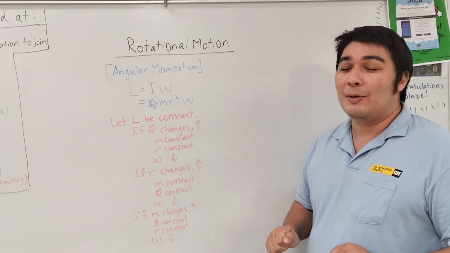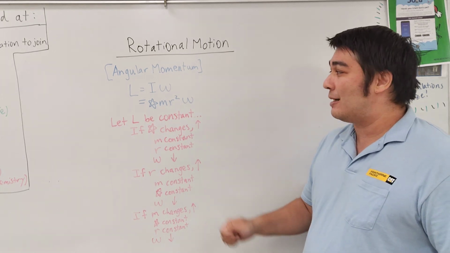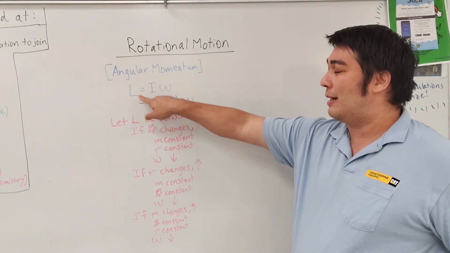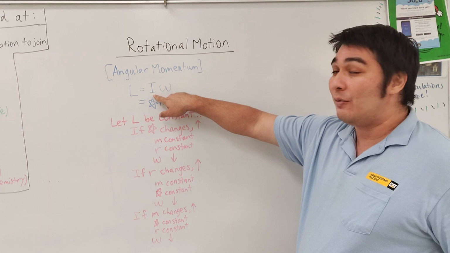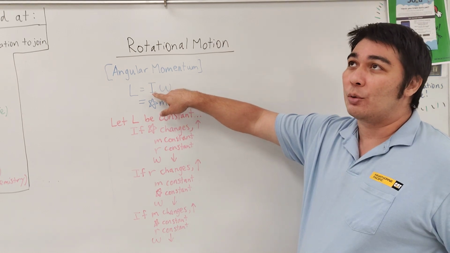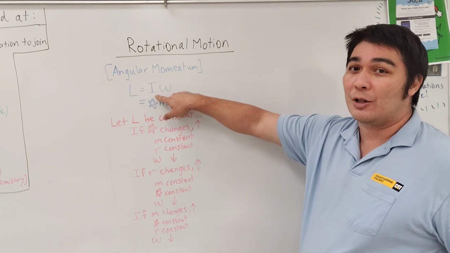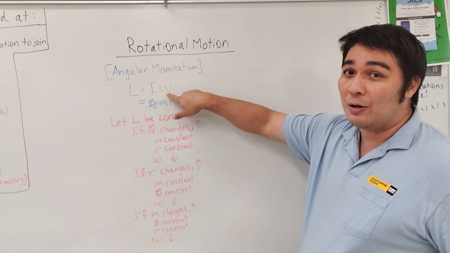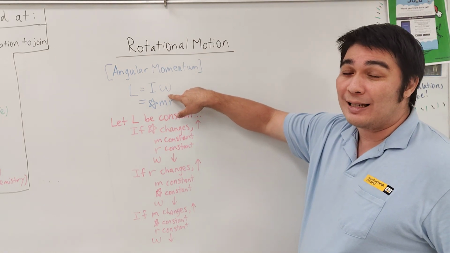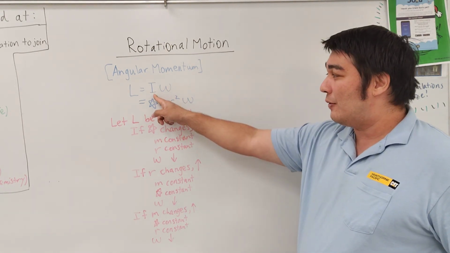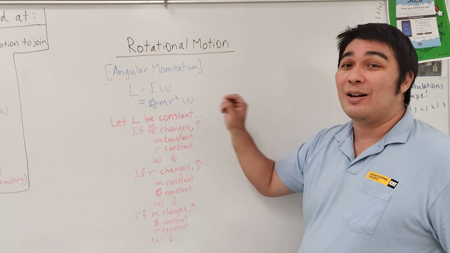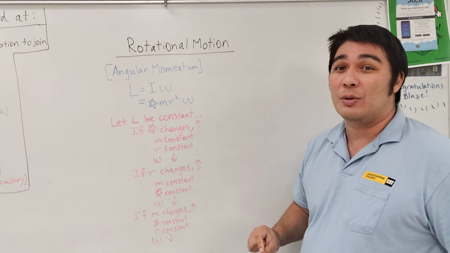So let's talk about some of the consequences of that, because as you can see, angular momentum is directly proportional to moment of inertia. It is directly proportional to angular velocity. However, moment of inertia and angular velocity are inversely related to each other.